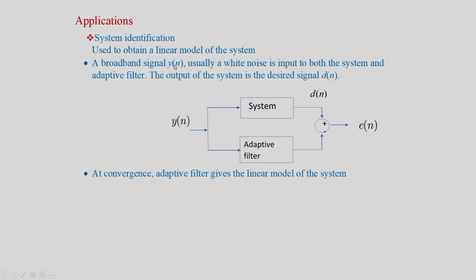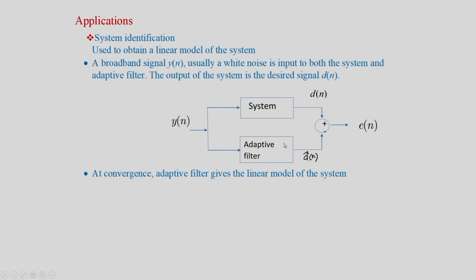First one is system identification. Here this is the system with unknown model parameters. So, we have to identify the model parameters, that is the system identification problem. And here a broadband signal Yn, usually a white noise, is input to both the system and the adaptive filter. Then the output of the system is the desired signal dn. So, this dn is passed through for error calculation.